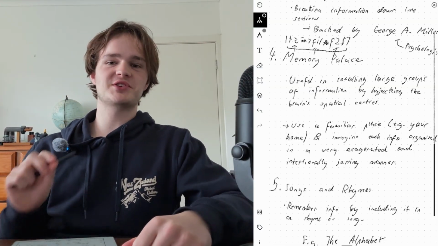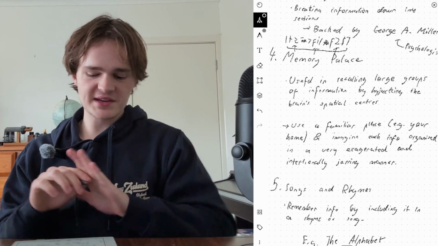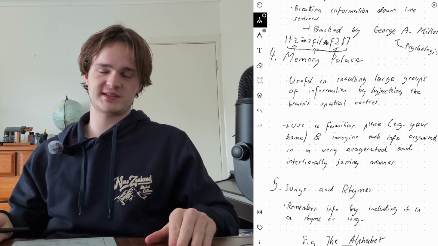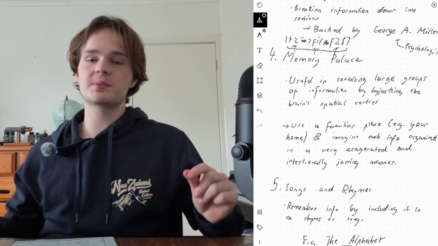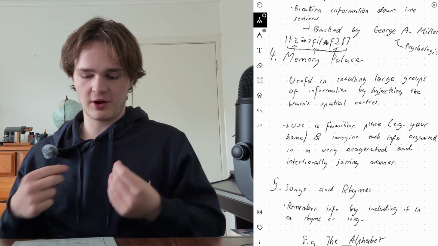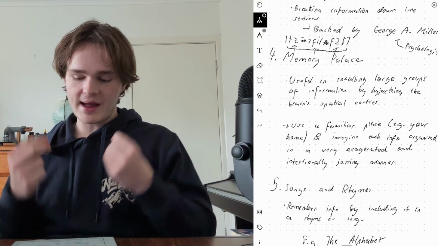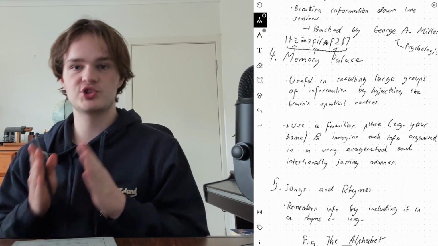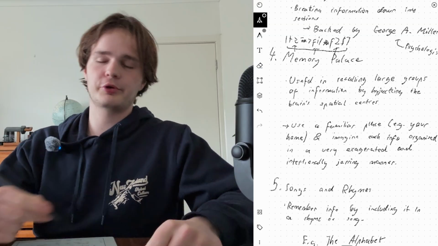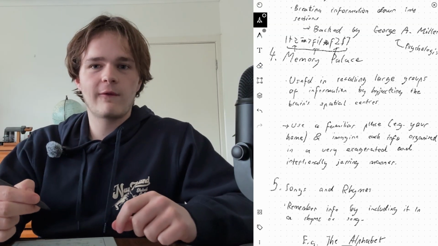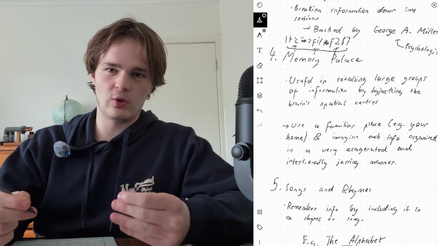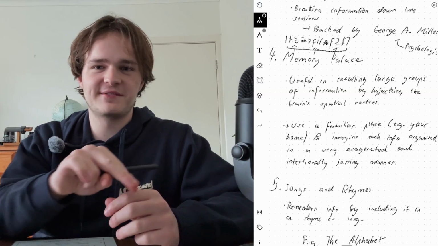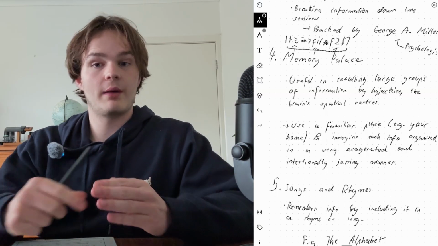Number 4 is the most intriguing, the memory palace. This is useful in remembering large groups of information by hijacking the brain's spatial senses. This is to be used on a familiar place, like your home, where you imagine each piece of information organized in a very exaggerated and intentionally jarring manner. Let's say you've got a list of random things to pick up from the store, like an iPhone, and a couple of very specific types of clothing, maybe even boots.